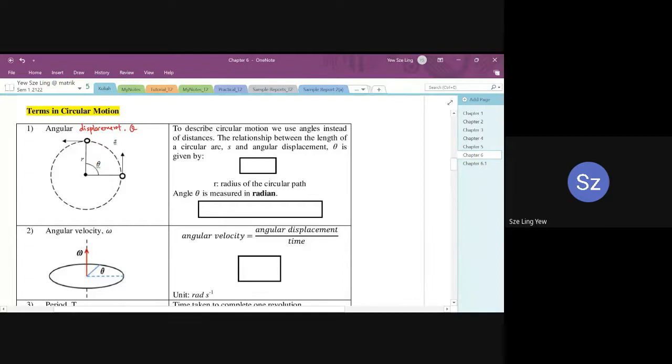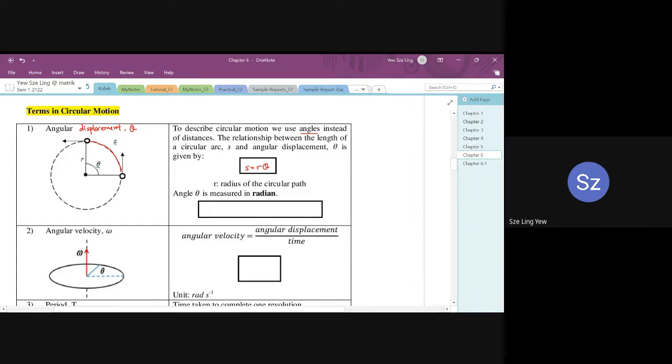So to describe circular motions, we use angles instead of distance. The relationship between the circular arc, which is this curve, our S, and the angular displacement theta is given by S equals R theta, where R represents the radius of the circle. So angles are measured in radians.